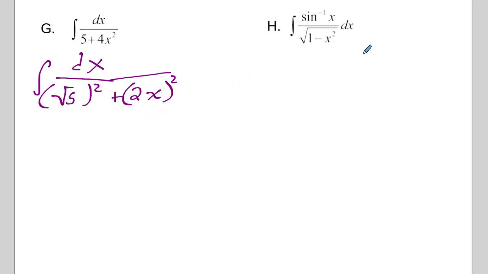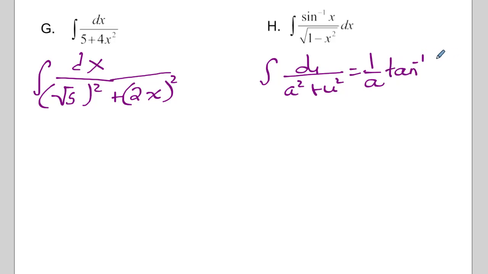But what I'm thinking is going to work for us right now is we saw, I'll write it here so we're all together, the integral of du over a squared plus u squared is going to equal 1 over a times tangent inverse of u over a. So we see we've got an a squared. That's going to be the square root of 5 squared. We have a u. That's going to be 2x. But what we need to make sure of is that we have a du.